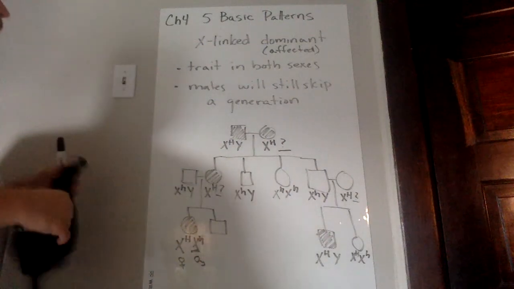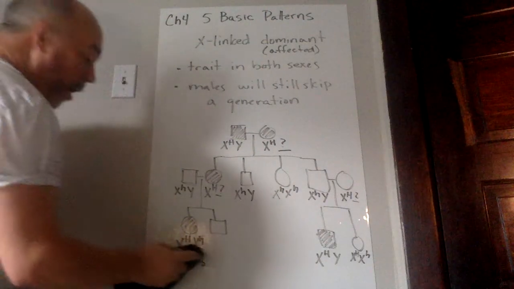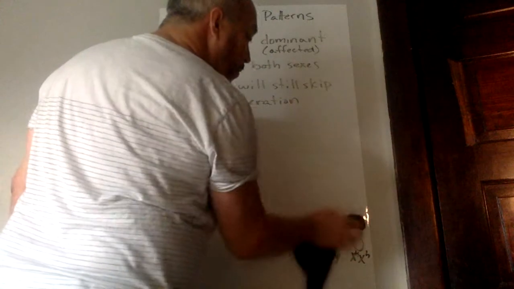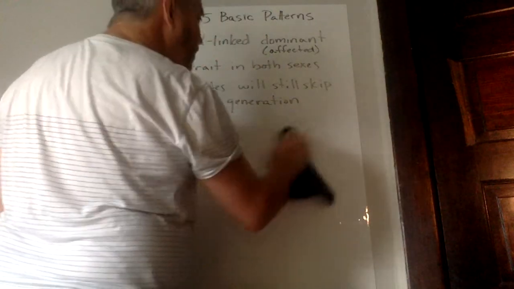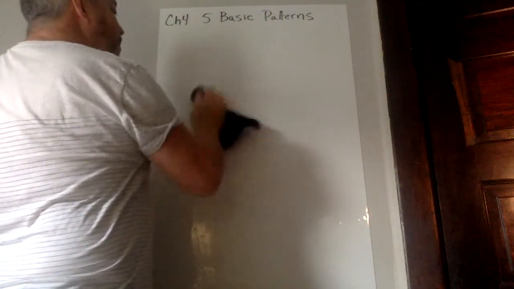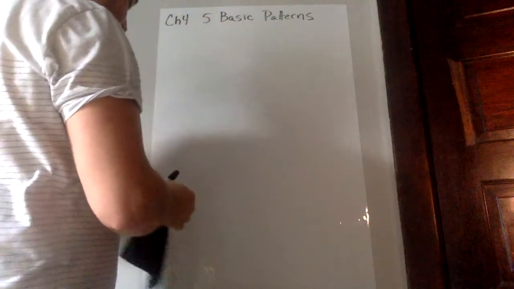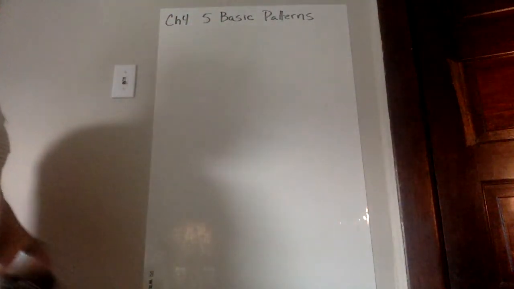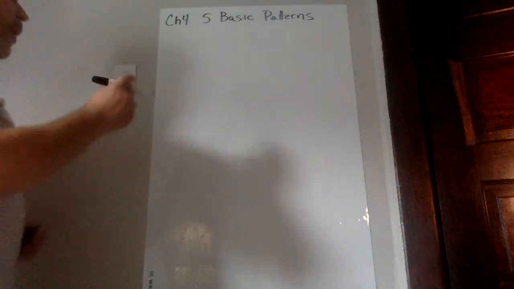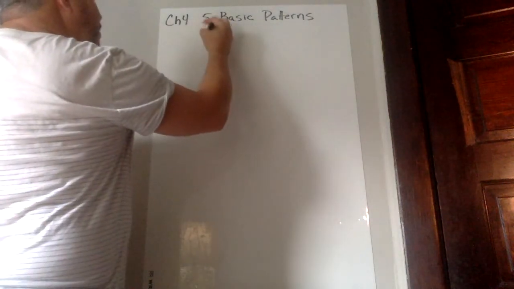All right, that gives us all of the sex-linked traits. You can have Y-linked with the male chromosome, only seen in males. X-linked recessive, seen predominantly in males, but skips generations. X-linked dominant can be seen in both of our sexes. However, it will still skip a generation in males.